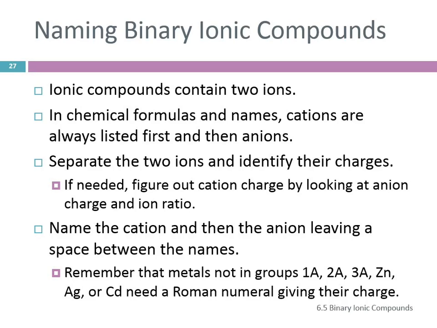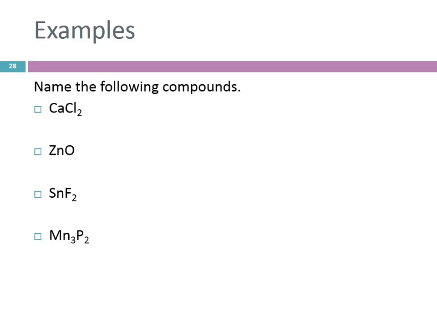And here's a little reminder. Metals that are not in groups 1A, 2A, 3A, zinc, silver, or cadmium, that little triangle there, you need to put a Roman numeral indicating the charge in the name. So let's do some examples.